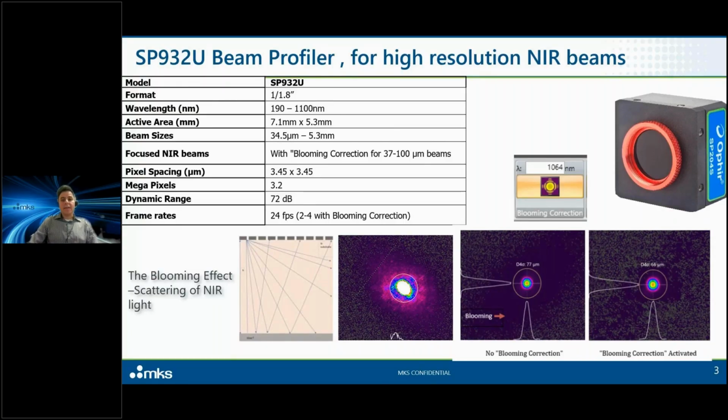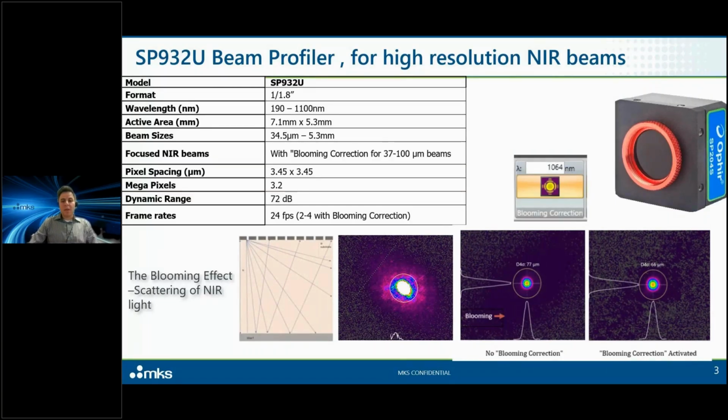Until recently, Ophir's most advanced camera was the SP932U. This camera has a 3.45 micron pixel and a wide dynamic range. It enabled measuring various beam parameters, and for NIR beams, we recommended using the blooming correction algorithm, which was developed specifically for NIR beams.